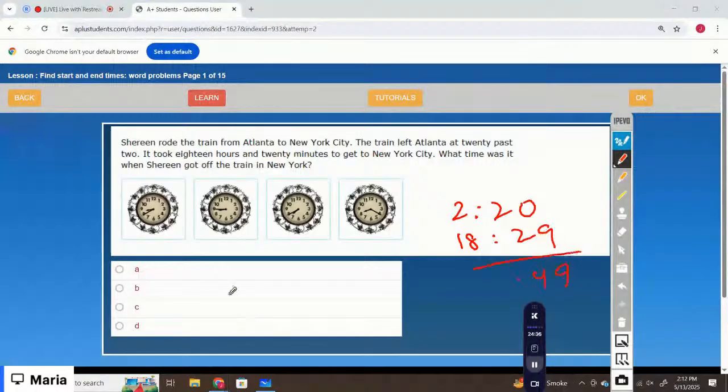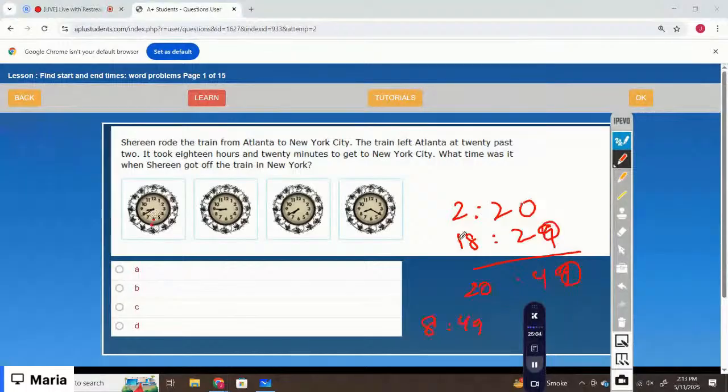49 minutes. That means that would be 8:49. And 20 minutes, sorry. 8:40 it is. The correct option is 8:40. So option number A is the correct one.